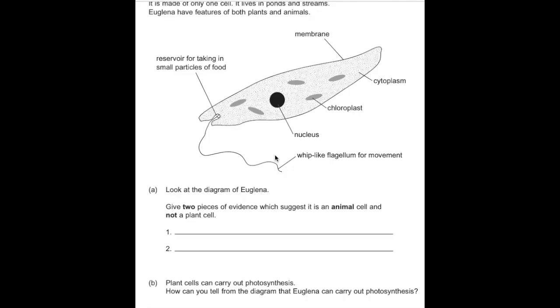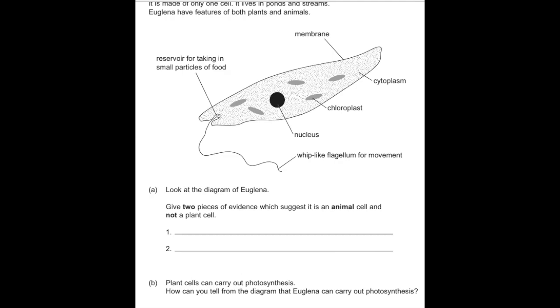So now let's have a look at a past paper question, and feel free to pause the video here so you can answer it. Thinking about the first part of the question, it's almost a little bit of a trick question, because this Euglena that they've shown contains both animal and plant cell properties. But the answer would be any two from: it has a flagellum, which helps it to move, it doesn't have a cell wall, and it does not have a vacuole.